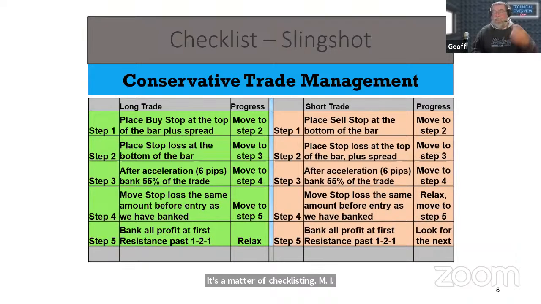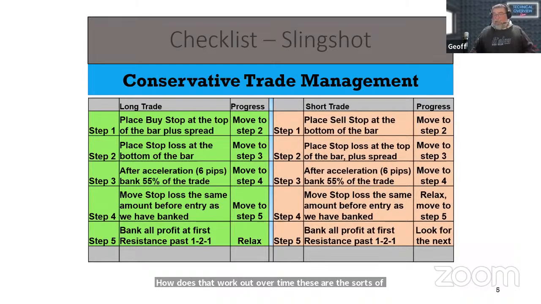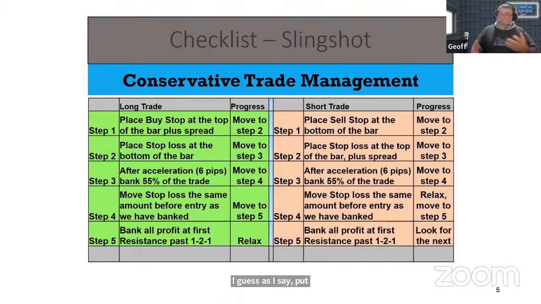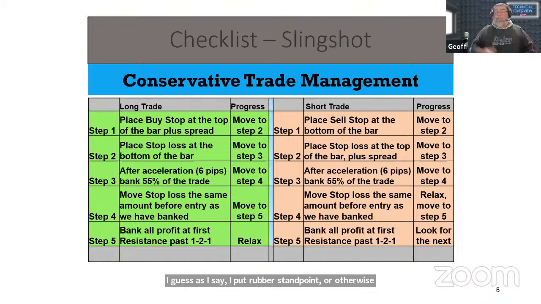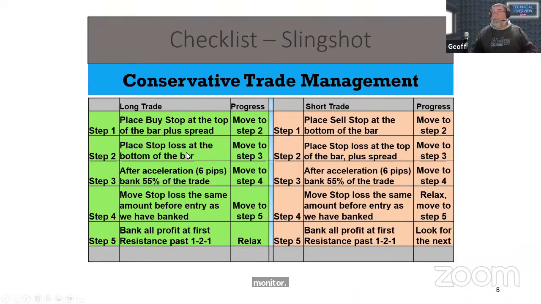Is one candle a reason to take the trade? And if it is, how did that go? How does that work out over time? They're the sorts of things that a checklist can, I guess, put a rubber stamp on, or otherwise find the fault. Have a checklist, and don't be afraid to put it in front of you on the desk, or stick it to your monitor. Just have it, because it will save you a lot of grief down the track, I can promise you.